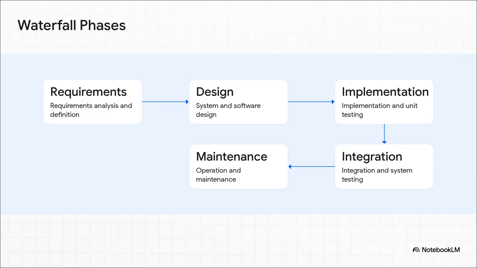Okay, so first up, you gather all the requirements. You figure out every single thing the customer needs, down to the last detail. And only when that phase is totally done and signed off do you move on to the design phase. Once the blueprint is complete, then you start the coding. After that, you put all the pieces together and test the whole thing. And finally, it goes live. Each step is a distinct stage that pours into the next.